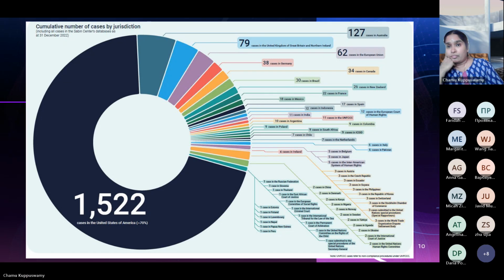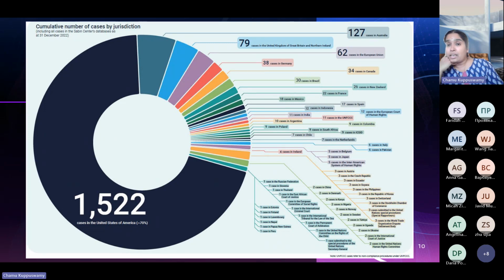European Union, 62. Germany, 38. 34 in Canada. 30 in Brazil. 26 in New Zealand. 22 in France. 18 in Mexico. 17 in Spain. 12 in Indonesia. 12 cases in the European Court of Human Rights. 11 cases in India. 11 cases in the UNFCCC. 10 cases in Argentina. 9 cases in Colombia. 9 cases in Poland. 9 again in South Africa.